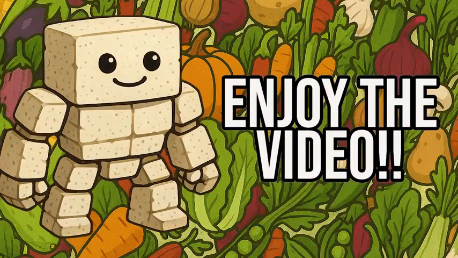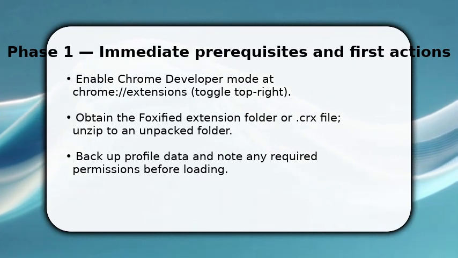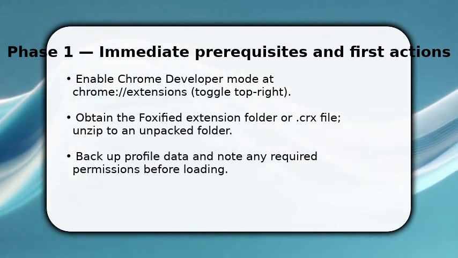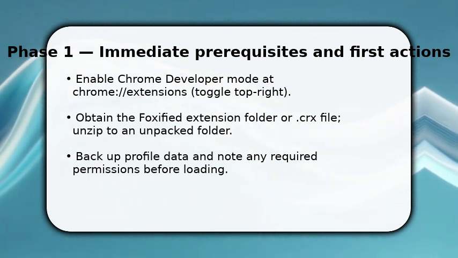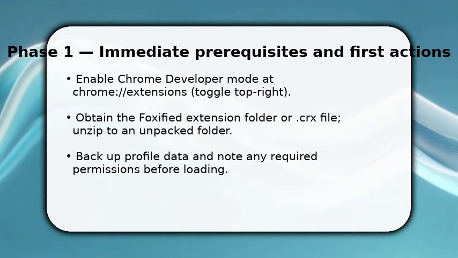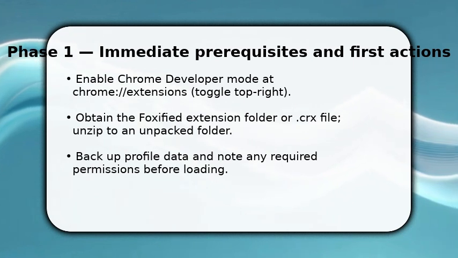Please enjoy the video. You begin by preparing Chrome and the extension files. First, open Chrome, //extensions and enable developer mode. This lets you load unpacked code. Next, place the Foxified files in a single folder or extract a CRX into that folder so Chrome can read a manifest. Once done, make sure you've noted required permissions.